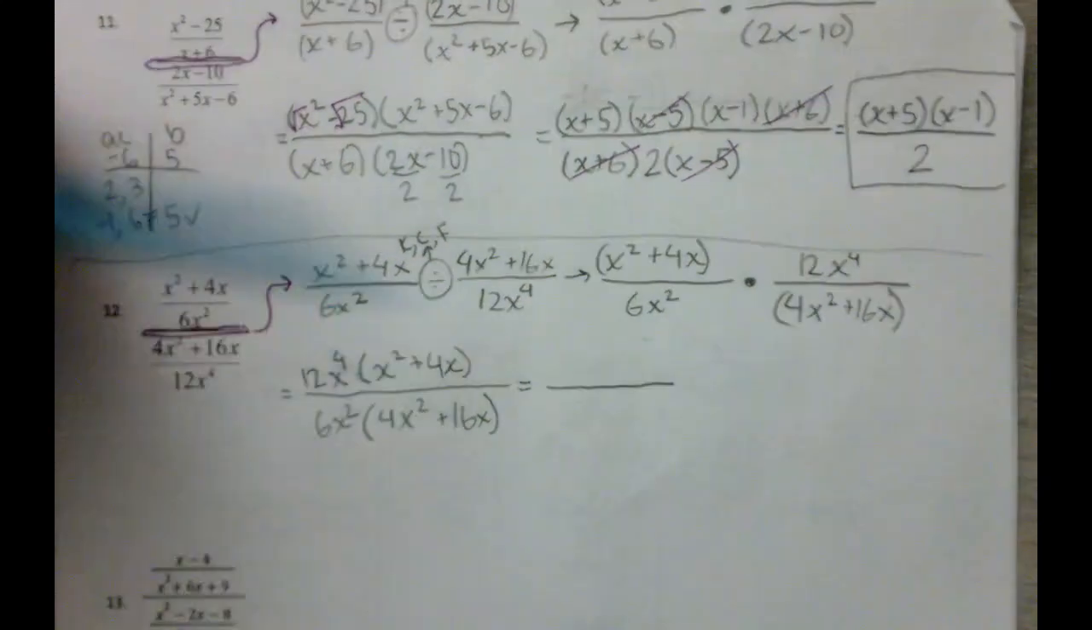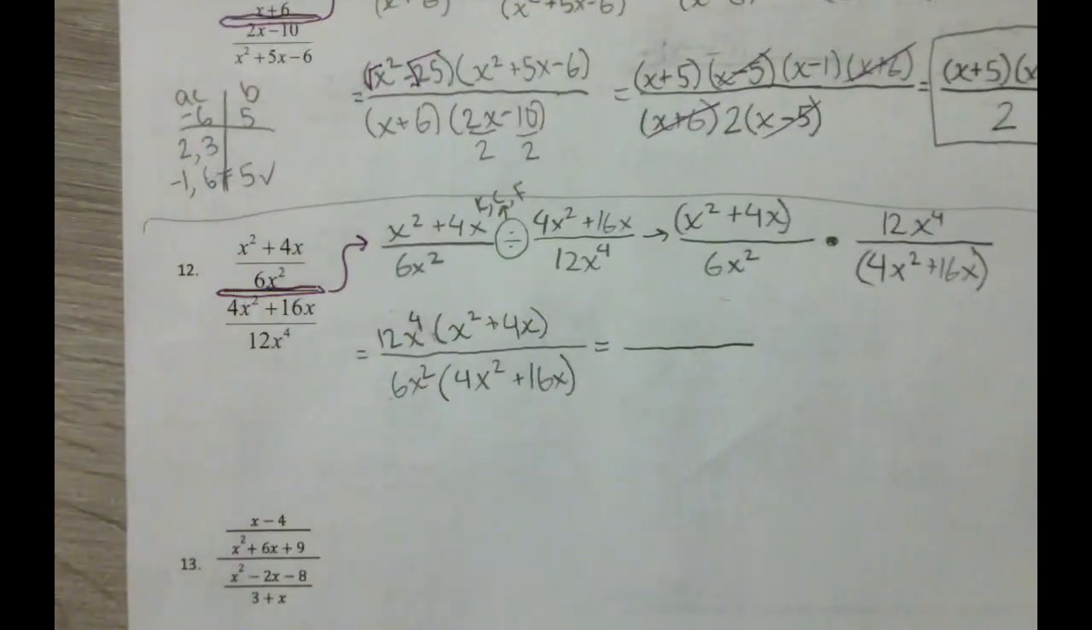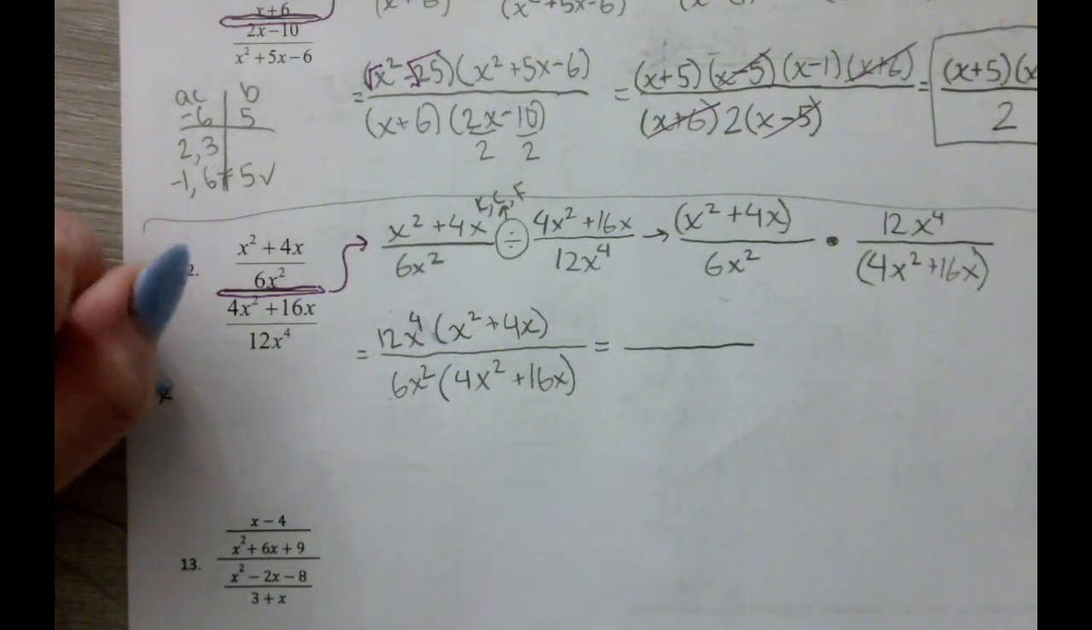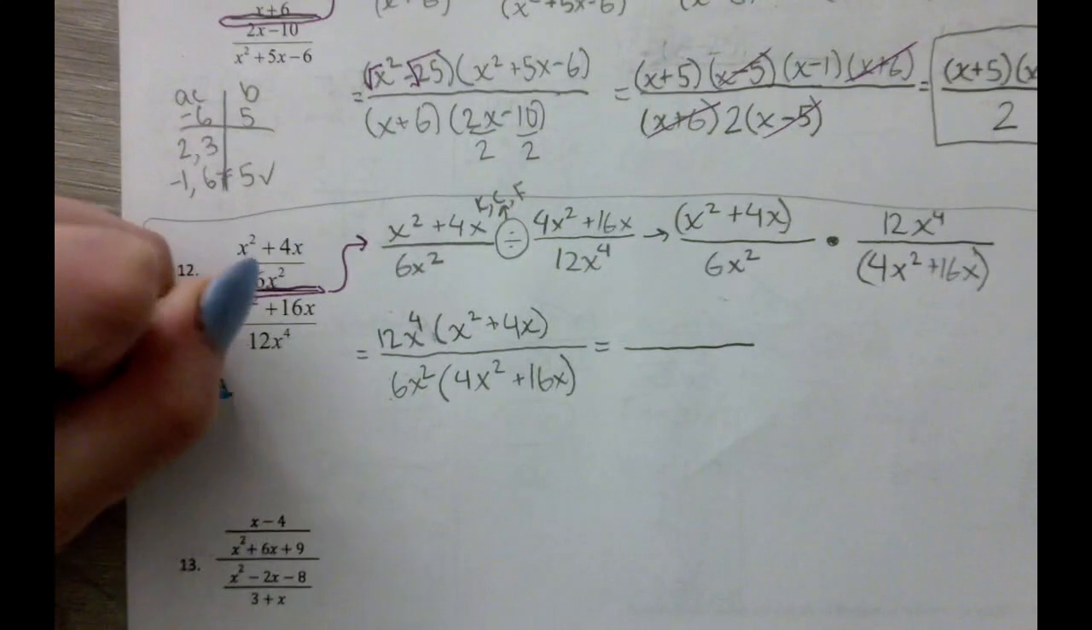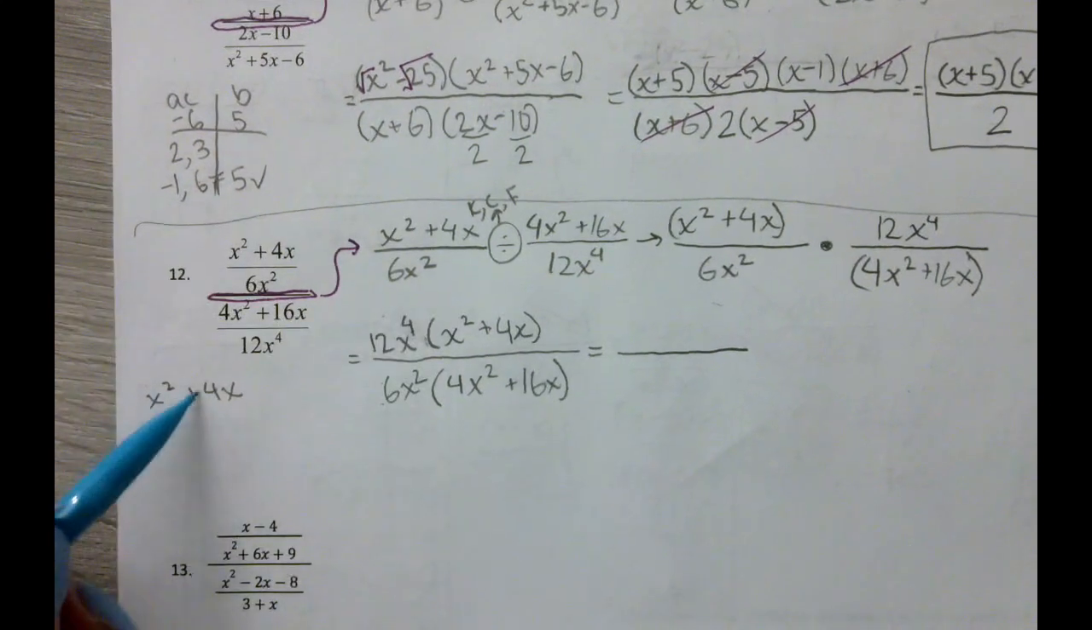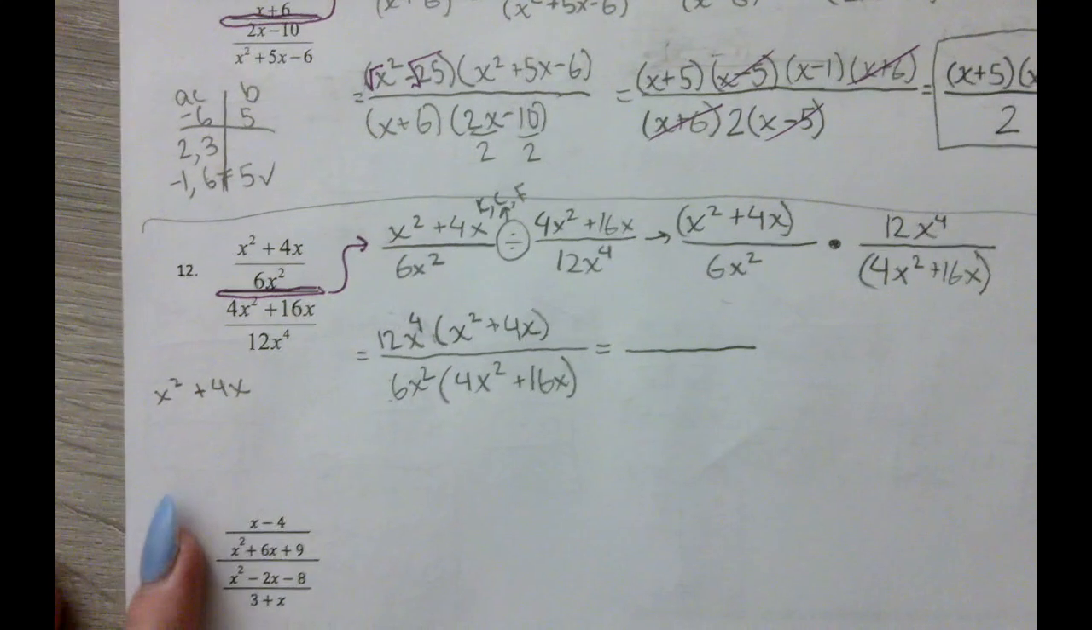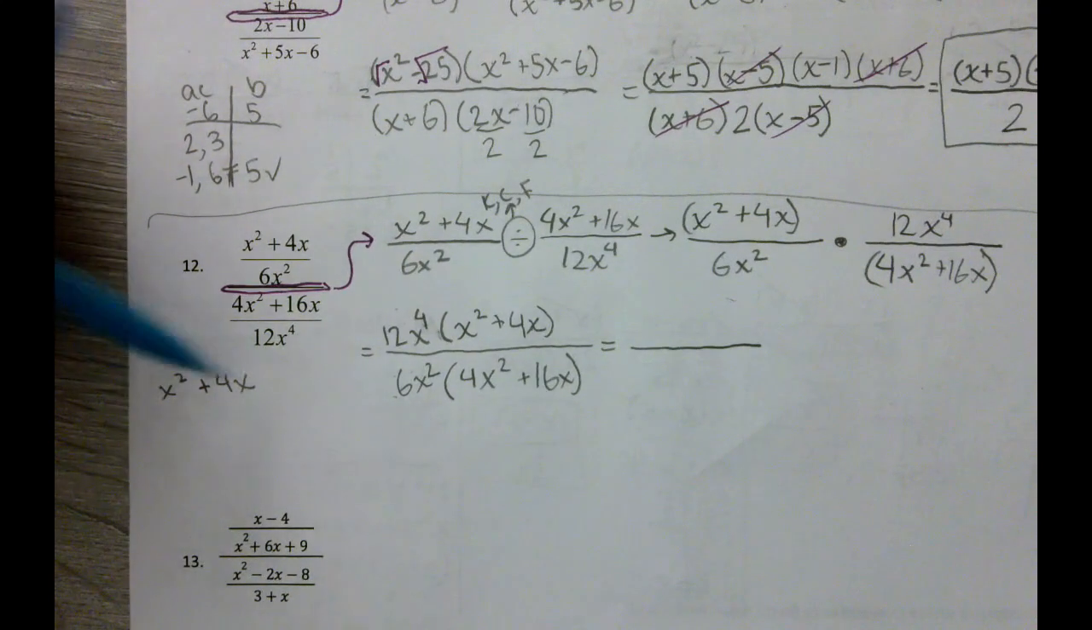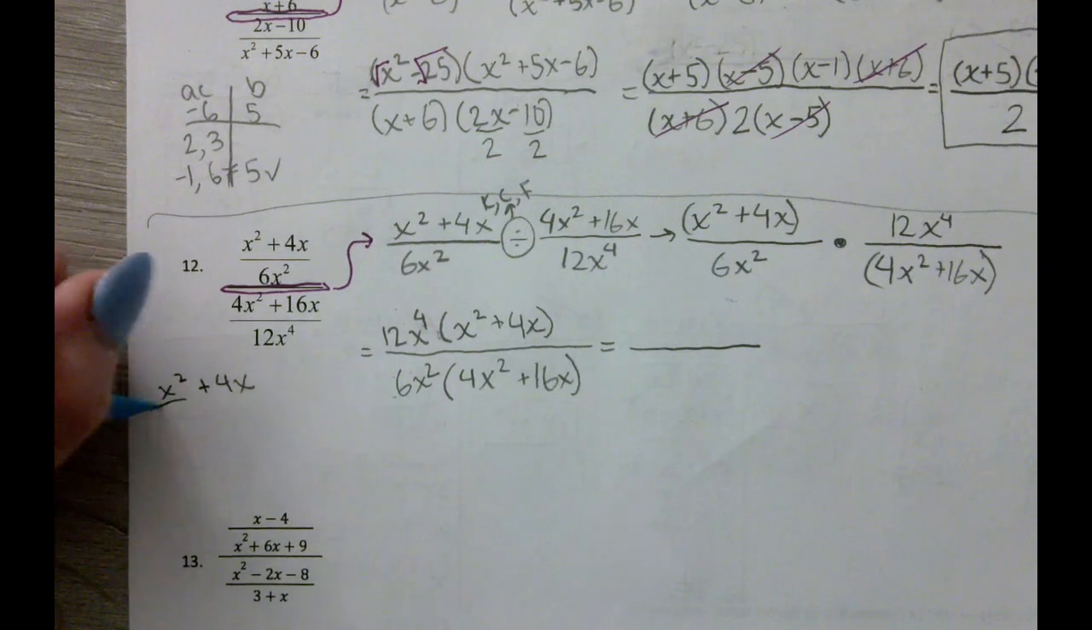So x squared plus 4x, 2 terms, not a trinomial. So this is either a difference of squares or a GCF. They're being added, so it can't be a difference of squares, so we're going to look for a GCF. Notice they both have x in common. That means I can take it out.